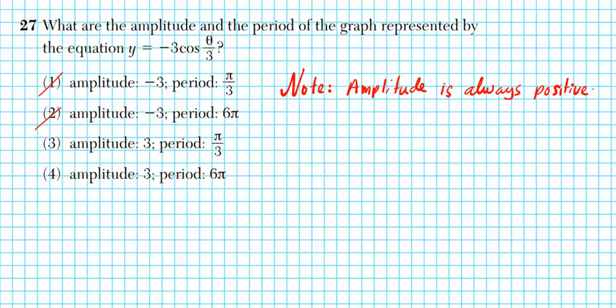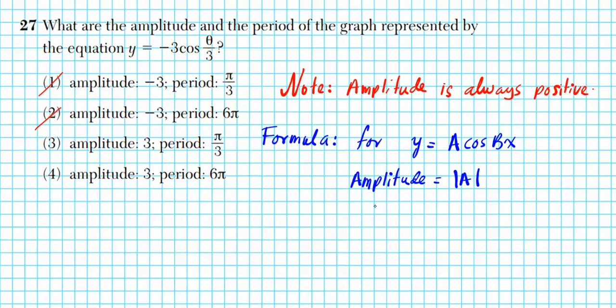All right, so let's go ahead and solve the problem. This is the formula we're going to be using for y equals a cosine bx. The amplitude is equal to the absolute value of a, and the period is equal to 2 pi over the b value. So in order to compute our amplitude and period, all we need is to extract the correct values for a and b from this equation, and we're good to go.